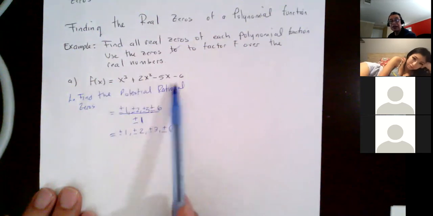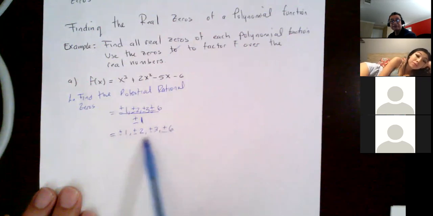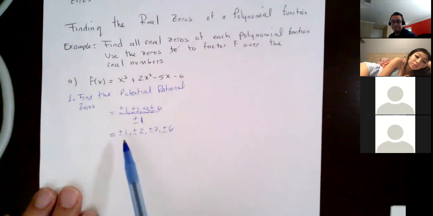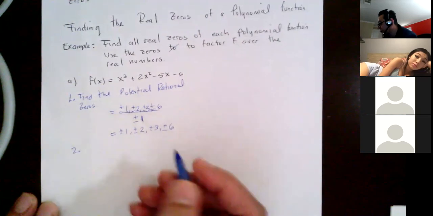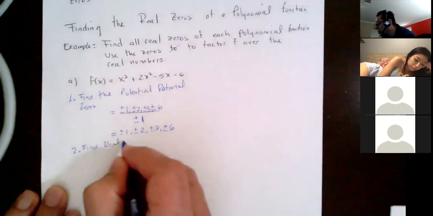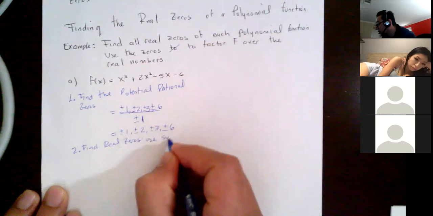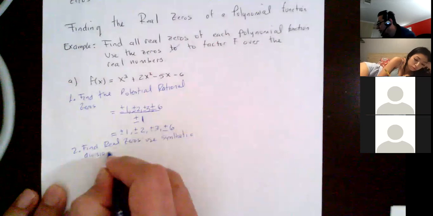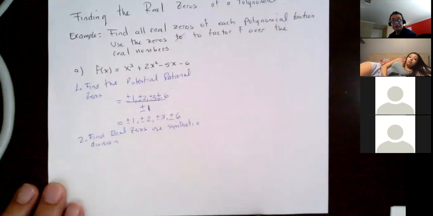Now we're going to find the real zeros. We're going to factor f of x, by the way, okay? In order to find the real zeros, we're going to use synthetic division, and we're going to try all these numbers. Ready? All right. So step number 2. Find real zeros. Use synthetic division.